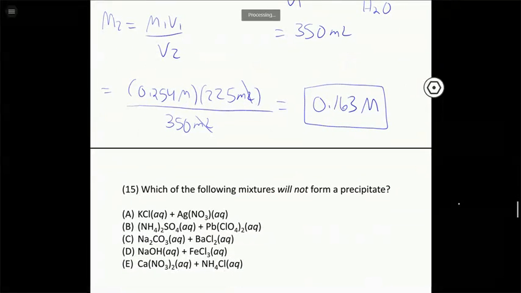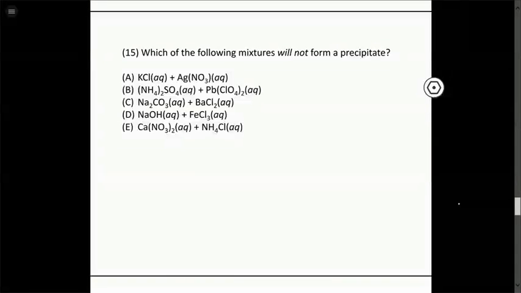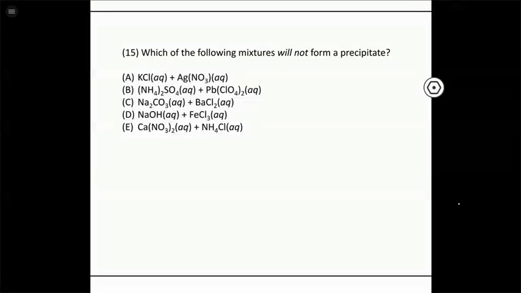All right, number 15, we're going to start talking about types of reactions that happen in an aqueous solution. So here we're looking for which of the following mixtures will not form a precipitate. Remember that when we mix solutions of ionic compounds together, we exchange the ions with each other, and sometimes some pair of those ions is going to form an insoluble ionic compound, which then precipitates from solution. So to answer questions like this, where we want to know whether a precipitate will form or not, or what is the identity of the precipitate, we have to know the solubility rules, which we covered in class not too long ago.